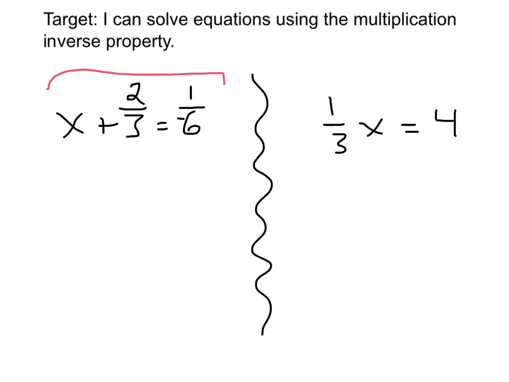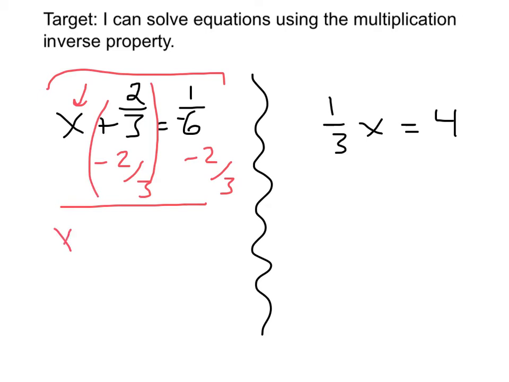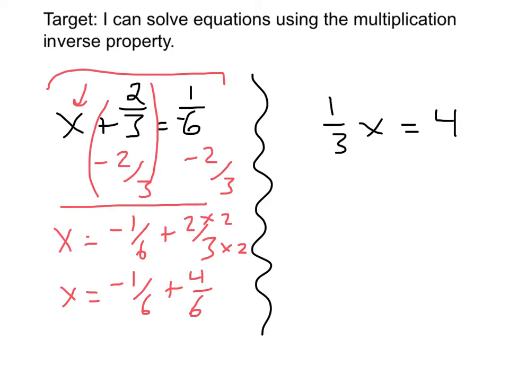x plus 2/3 equals negative 1/6. If I want to get x alone, I'm going to take away 2/3 from both sides. So 2/3 plus negative 2/3 is 0. So I'd be left with x equals negative 1/6 plus 2/3. So we have to apply our strategy for adding fractions. These fractions do not have a common denominator, so I would need to rewrite this problem. 2/3 can become 4/6, so it's negative 1/6 plus 4/6. Negative 1 plus 4 is 3, so x equals 3/6, or 1/2. So x equals 1/2.